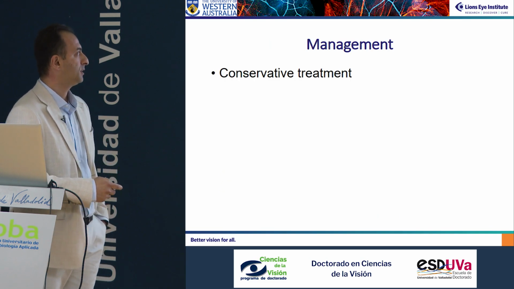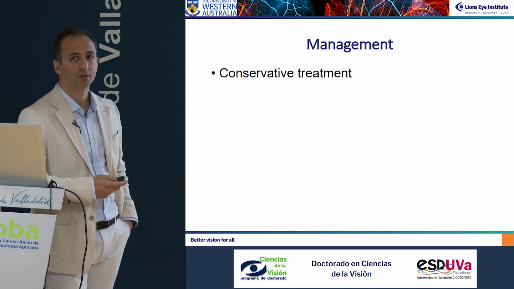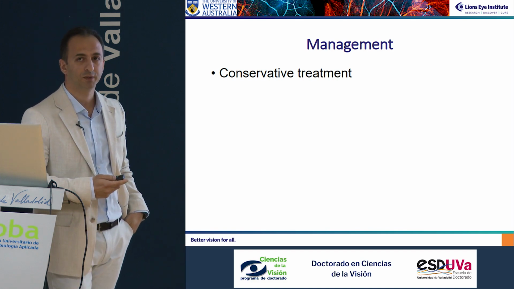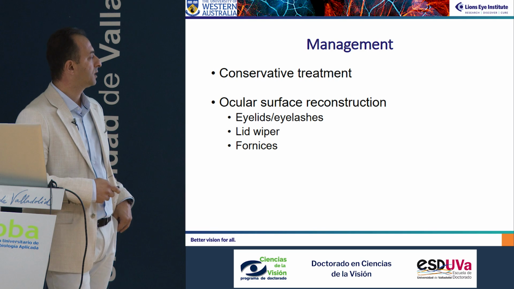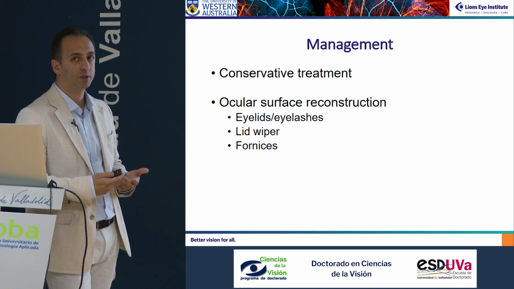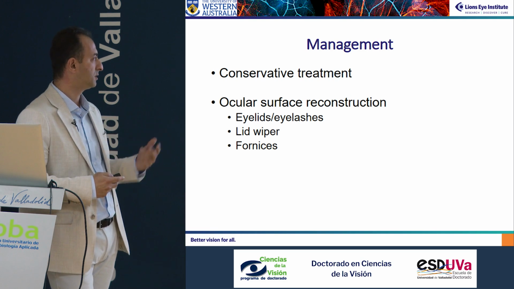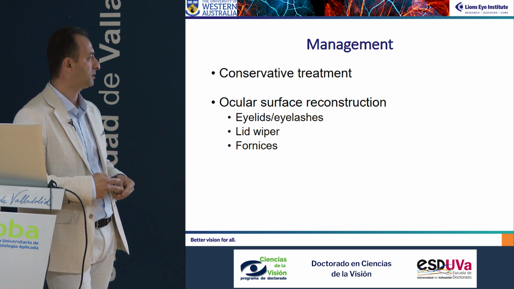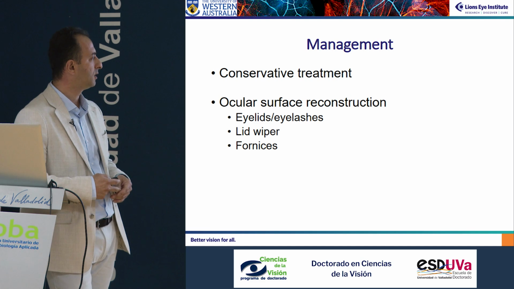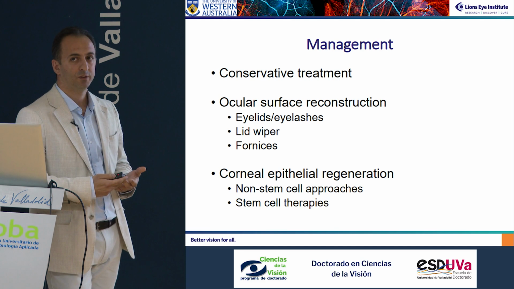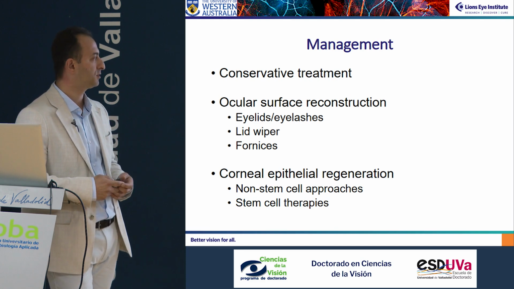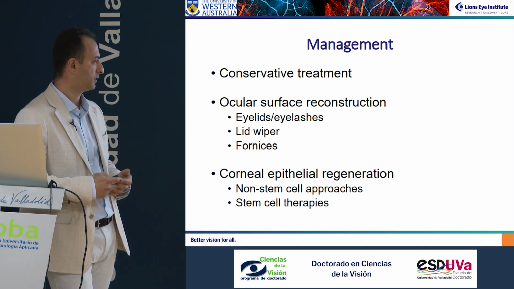And for the management, we have conservative solutions like just ocular lubrication and using anti-inflammatory medications just to control inflammation and prevent further damage. Sometimes we need to do other surgeries before a definitive treatment, like if there's any abnormality in the eyelids or eyelashes or in the fornices, we need to treat them first. But in most cases with limbal stem cell deficiency, the definitive treatment is stem cell transplantation.